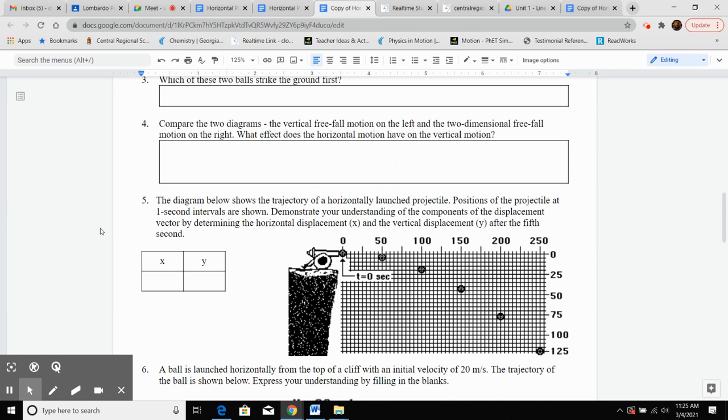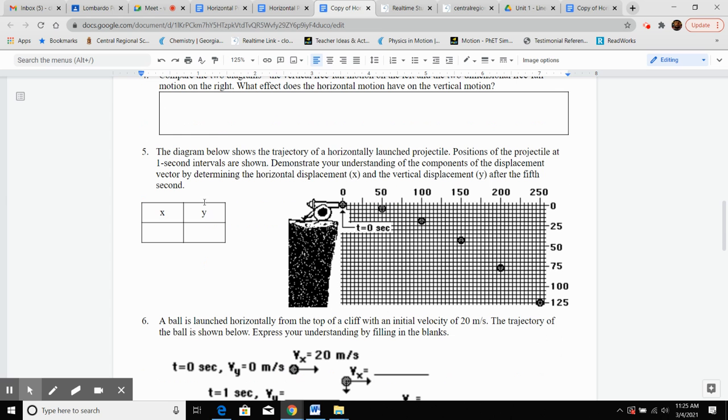Okay, so now in number 5, the diagram below shows the trajectory of this horizontally launched projectile. The positions of the projectile are at 1 second intervals. So this right here is time of 0 seconds. The next ball would be 1 second, 2 seconds, 3 seconds, 4, and 5.